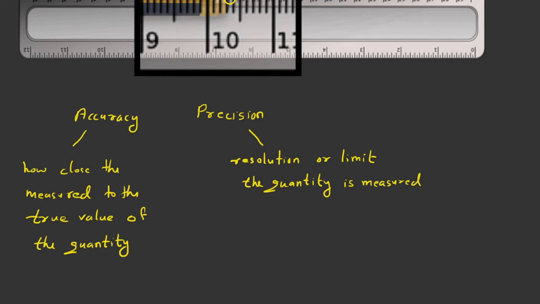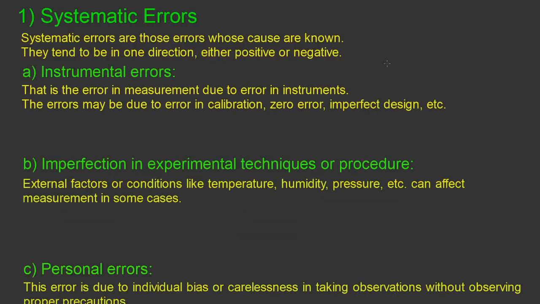Accuracy in a measurement may depend on several factors, including the limit or the resolution of the measuring instrument. But there is always an error in measurement. The error in measurement can be divided mainly into systematic errors and random errors. Now we are going to study systematic errors and random errors.